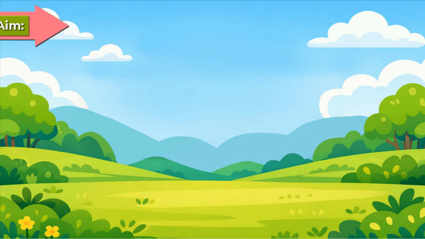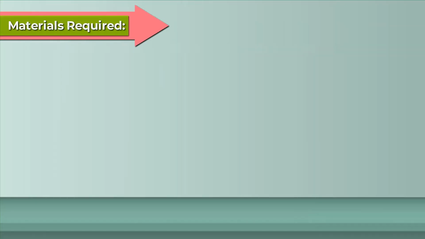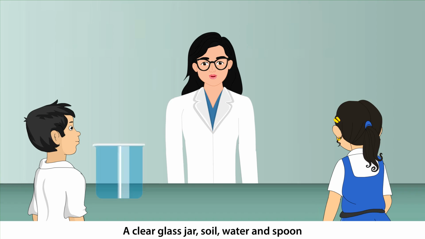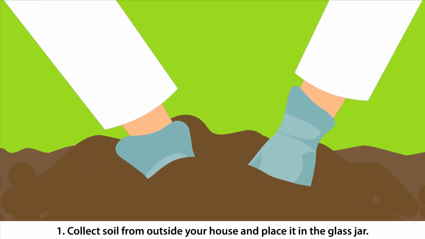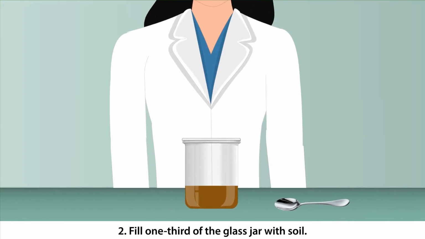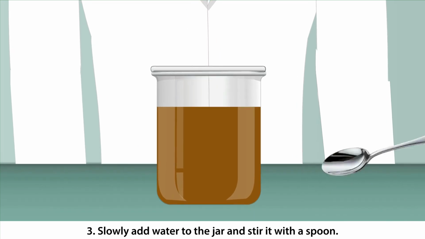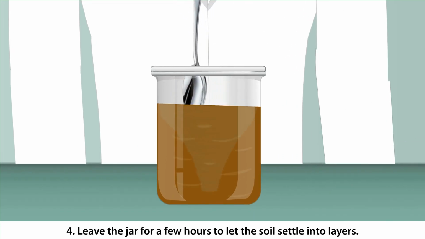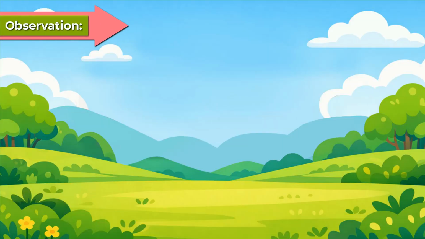Lab corner. Aim: to observe and identify the different layers in soil. Materials required: a clear glass jar, soil, water, and spoon. Procedure: collect soil from outside your house and place it in the glass jar. Fill 1/3 of the glass jar with soil. Slowly add water to the jar and stir it with a spoon. Leave the jar for a few hours to let the soil settle into layers.